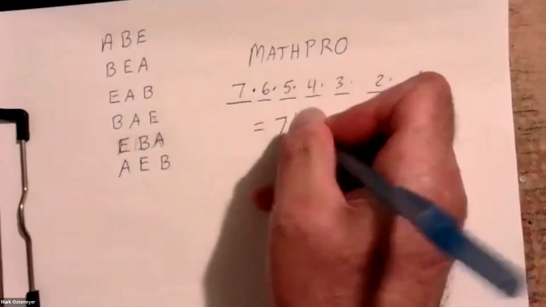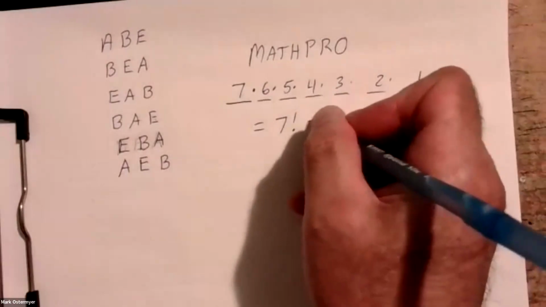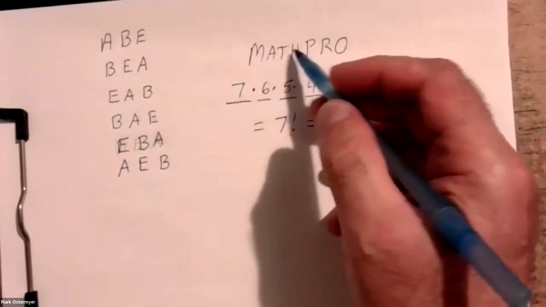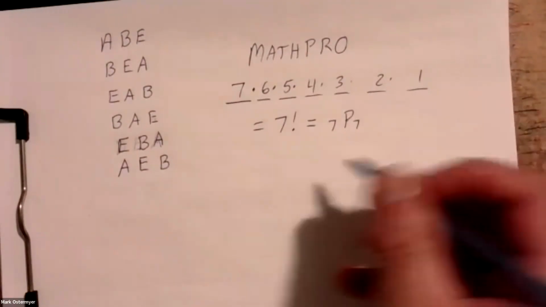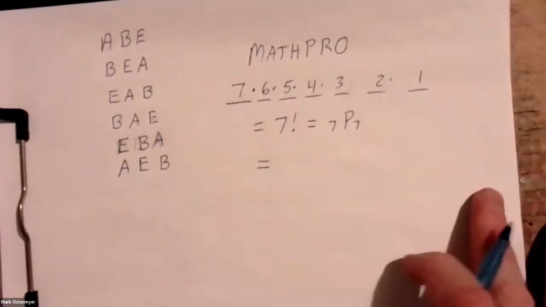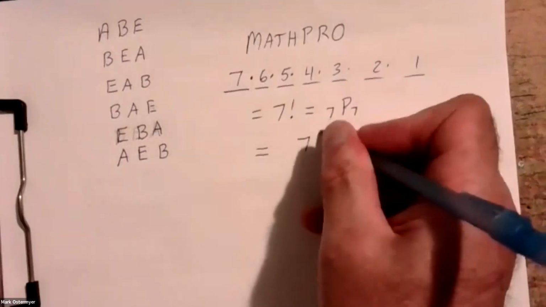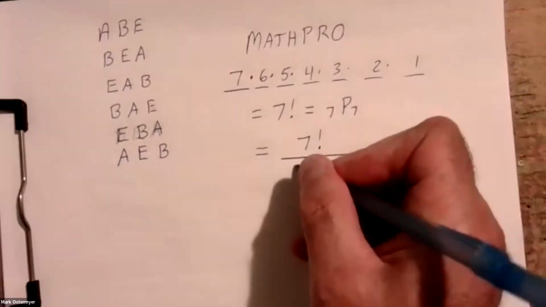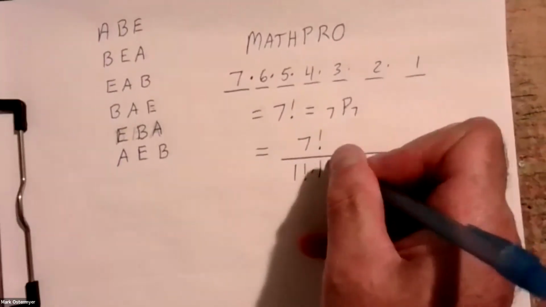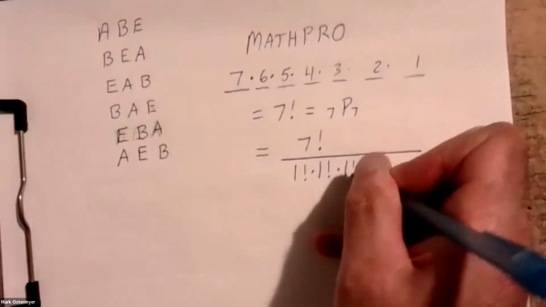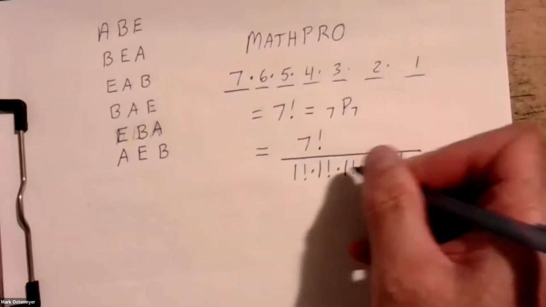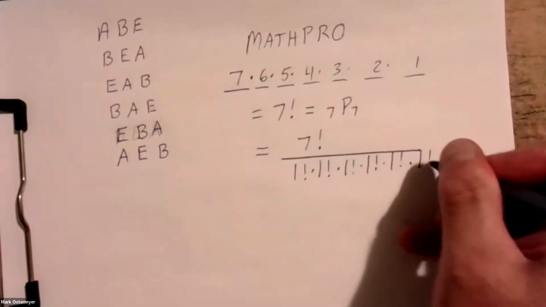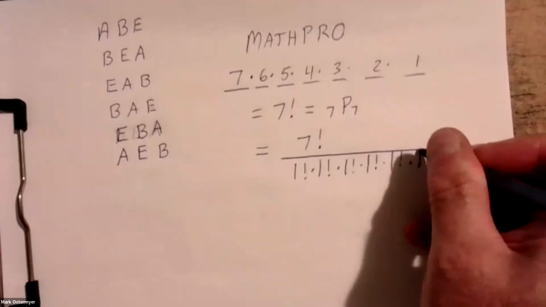This is better known as 7 factorial. Or this would be another way of saying 7 permuted 7 ways, correct? Or, ladies and gentlemen, you agree this is saying the same thing as, check this out, 7 factorial divided by 1 factorial times 1 factorial times 1 factorial times 1 factorial times 1 factorial times 1 factorial times 1 factorial.